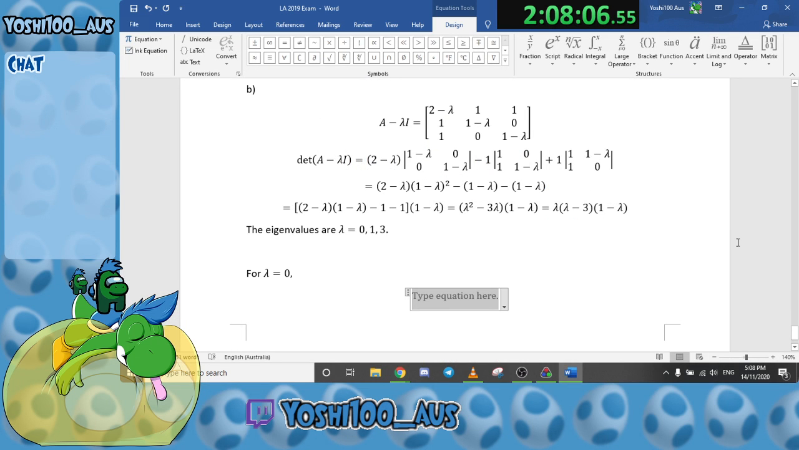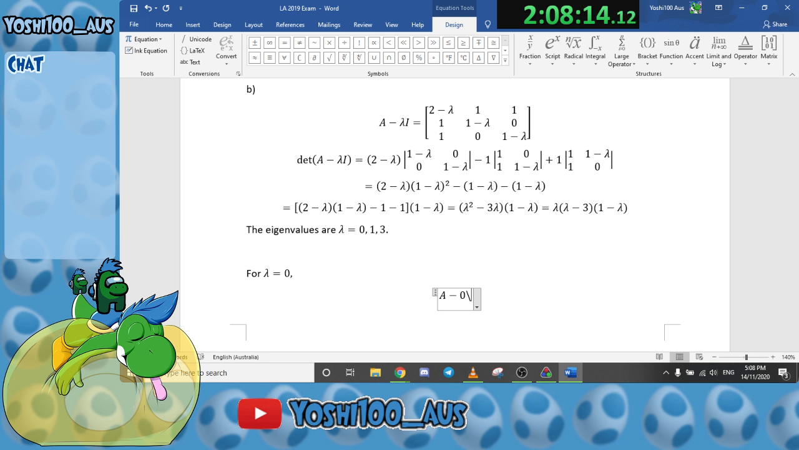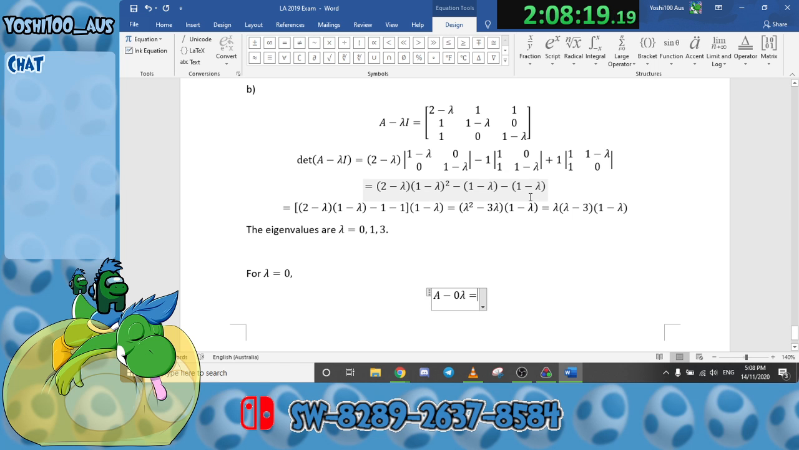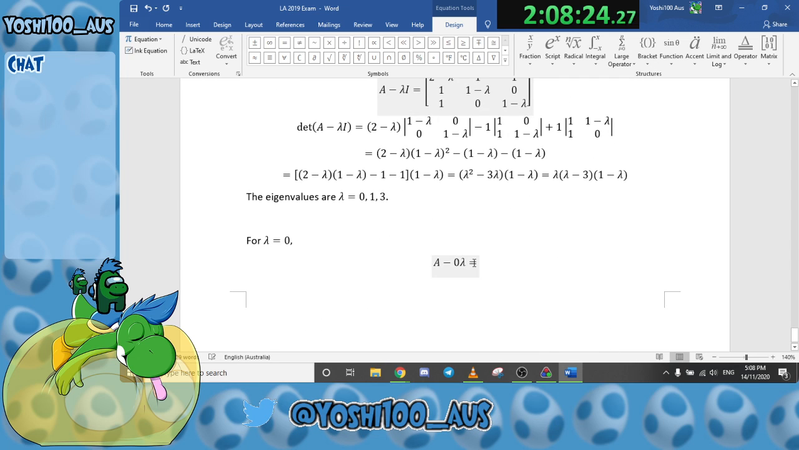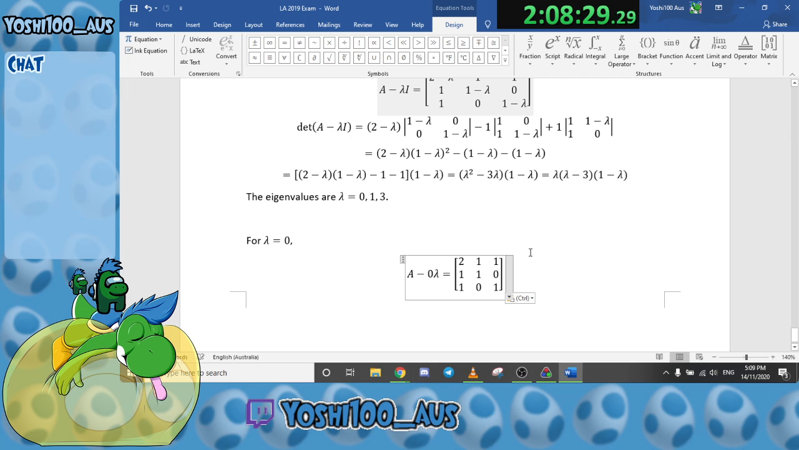What am I doing? Whatever, I'll write it for clarity's sake. And then this is... No, what am I thinking? I copied lambda already, okay. A take 0. And that gives us the original A matrix, sorry. Matrix. And then we have to solve that, don't we? That's poopy. I don't want to.